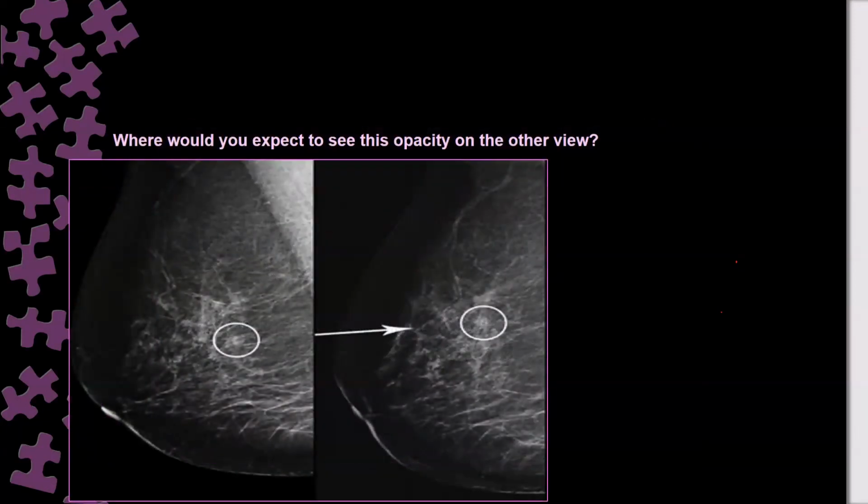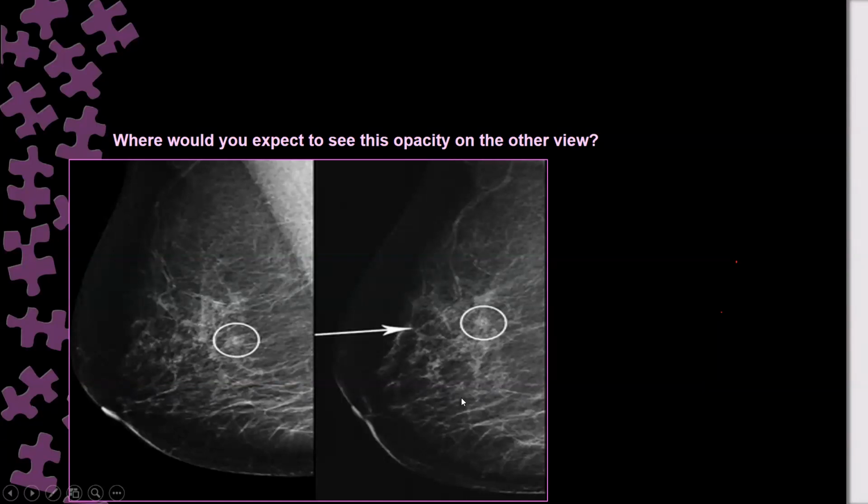Okay, let us go for this. Let us go quickly. We still have a lot of cases for discussion. What do you think about this asymmetry? Is it a real lesion or a pseudo lesion? What is the difference? Is this the same view or a different view?